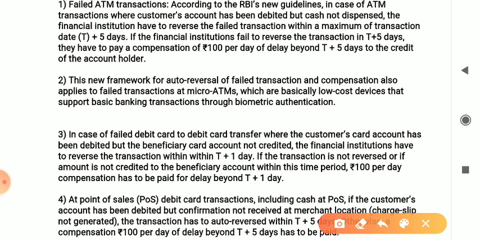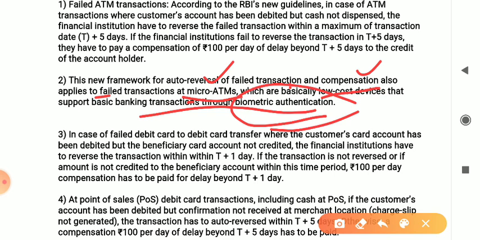So this new framework of the auto reversal of the failed transaction and compensation also applies to failed transactions at micro ATM levels, which are basically low cost devices that support basic banking transactions through biometric authentication. So micro ATM के केस में भी ये अप्लाइड रहता है, वहाँ पर बायोमेट्रिक ऑथेंटिकेशन से पैसा मिलता है, so it will also be applied to that.